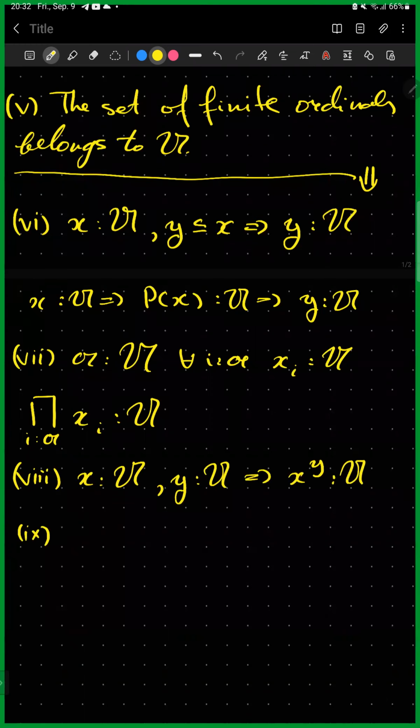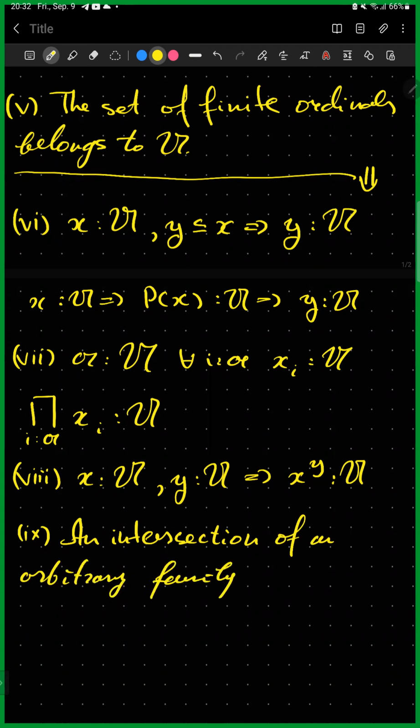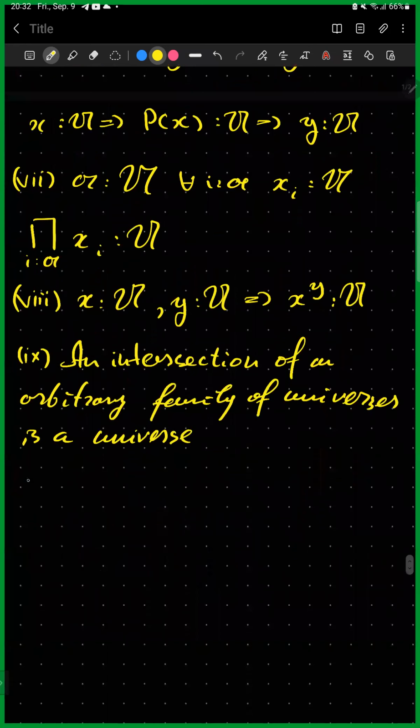Now, an important corollary states that the intersection of an arbitrary family of universes is a universe. And finally, if X is an element of a universe, this implies that X is a subset of the universe. The converse, of course, is not true.